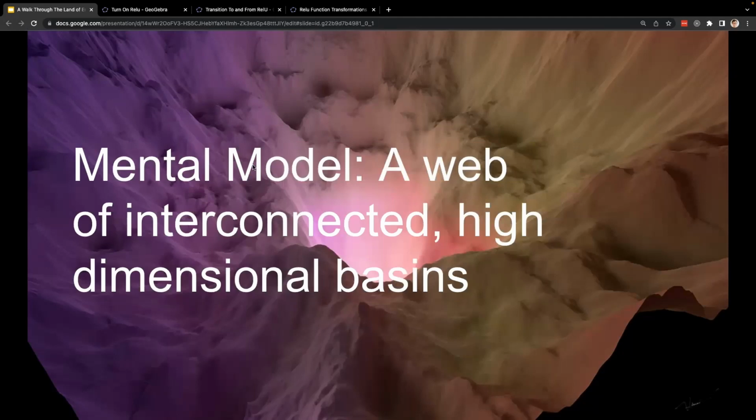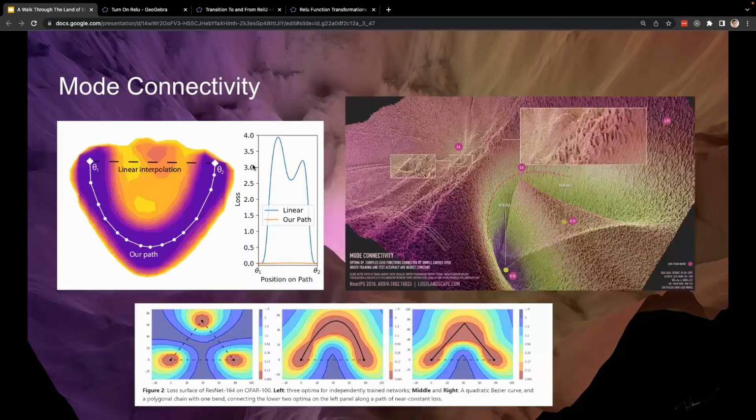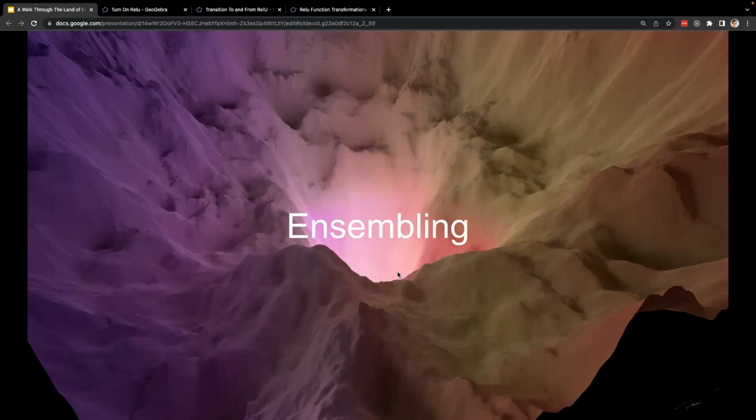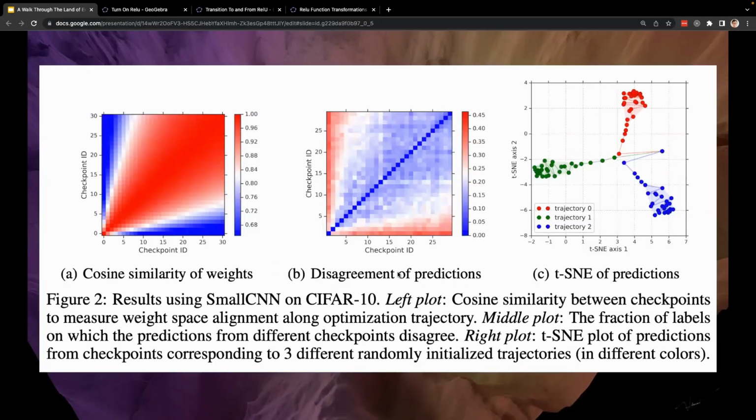So the mental model, this is exactly from Stanislav Fort again. He said a mental model is a web of interconnected high dimensional basins. That's not exactly what we're describing with the one single canyon, and I'll show you why this is his mental model. It kind of deals with ensembling, so you'll see why I called this the ensembling.